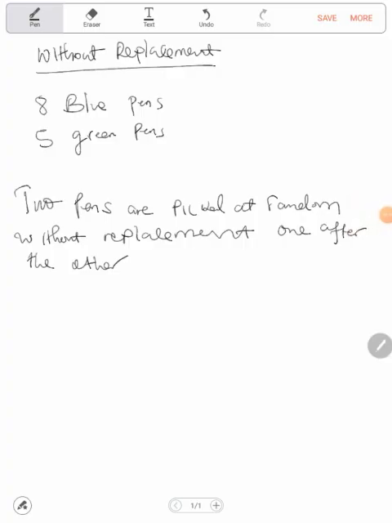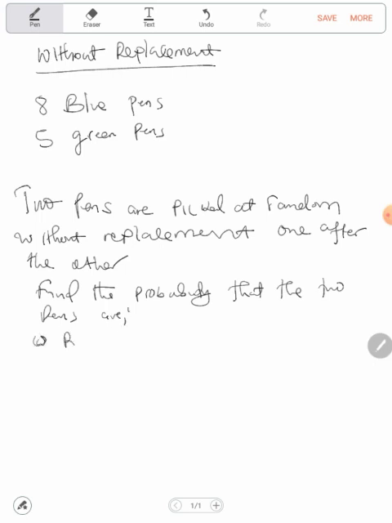So, find the probability that the 2 pens are: A, both blue; B, both green; and C, green and blue.